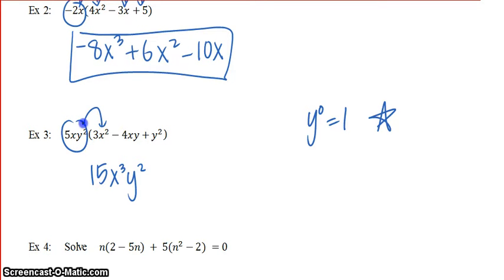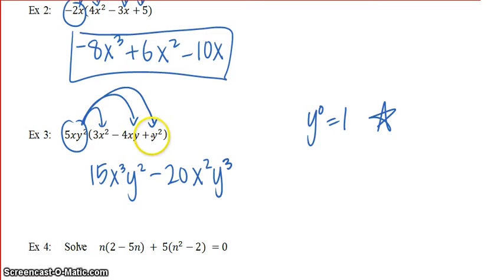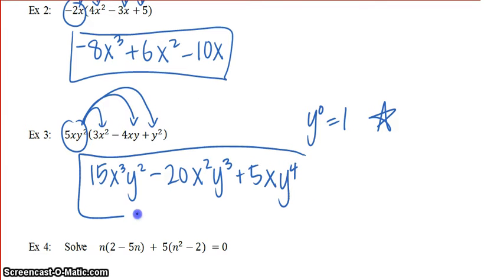Okay. This is 5 times a negative 4, which is a negative 20. X times x, which is x squared. Y squared times y, technically to the first, which would be y to the third. And then 5xy squared, so we have 5 times a 1, which would be 5. X, there's no other x's, so it just stays x. And y squared times y squared, which is y to the fourth.